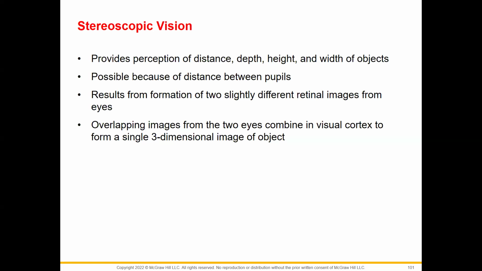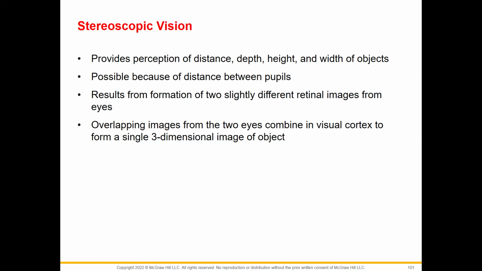Focusing both eyeballs on the same image allows us to be able to perceive distance, depth, height, and width of objects. So when you look at something in the distance, you can see about how tall it is, about how far it is because of the distance between the pupils.